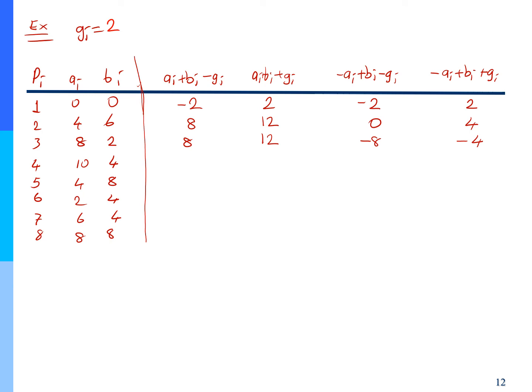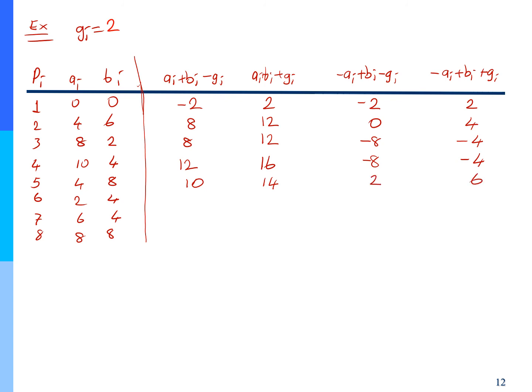Next one, so 14 minus 2, 12. 14 plus 2, 16. And then minus 6 minus 2, minus 8. Minus 6 plus 2, minus 4. Okay, this one, 12 minus 2, 10. And 12 plus 2, 14. And this one, 4 minus 2, 2. And 4 plus 2, 6.